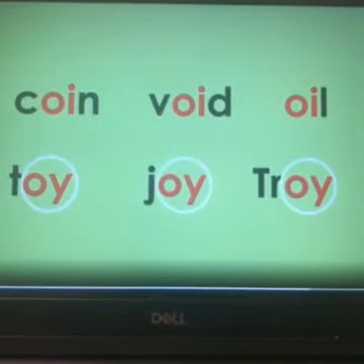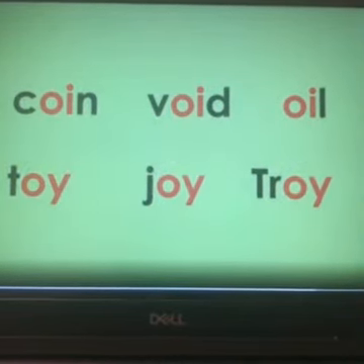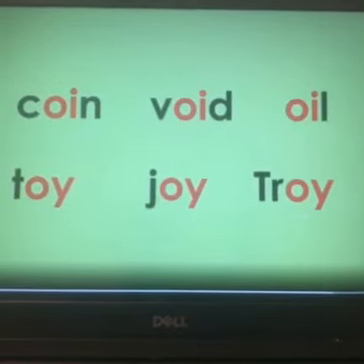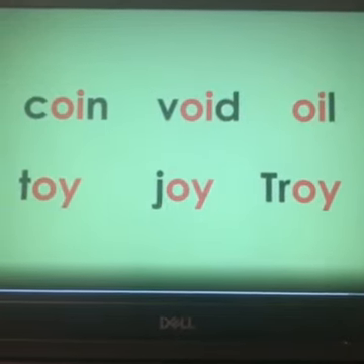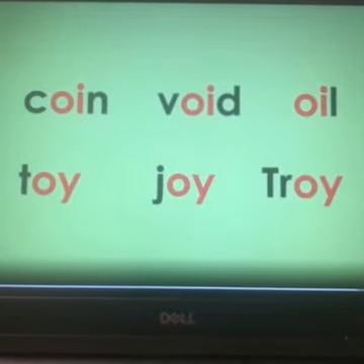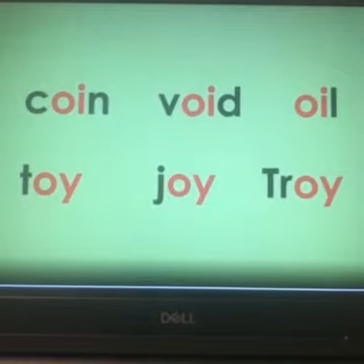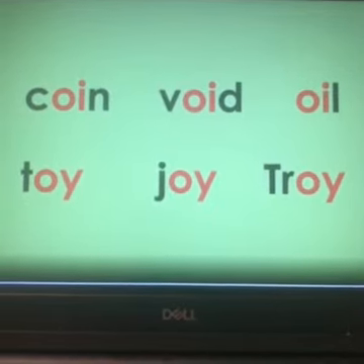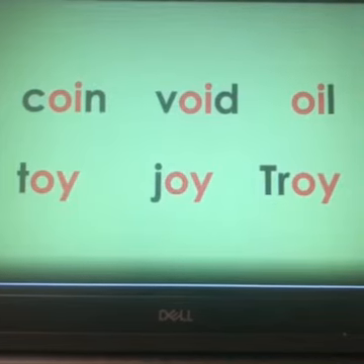If we hear oi at the end of a syllable or at the end of a word, we will use O-Y. Think about words like toy, joy, and troy. We spell oi with the letters O-Y because it's at the end of the syllable. Remember, when the letter Y comes after a vowel, it joins the vowel to become a single vowel spelling.